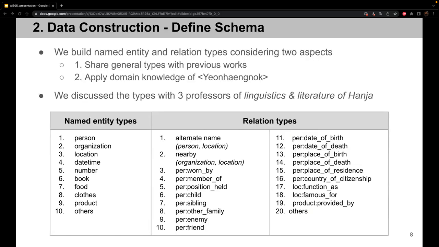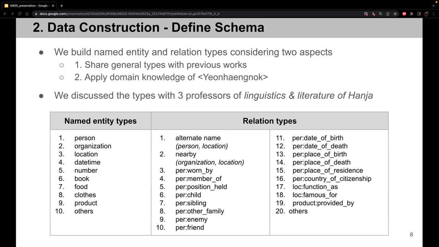Then come back to the starting point. How have you built such a data set? Since building an RE data set on a historical corpus has never been studied before, we had to build the data set schema, such as named entity types and relation types. When we construct the schema, we consider two aspects.